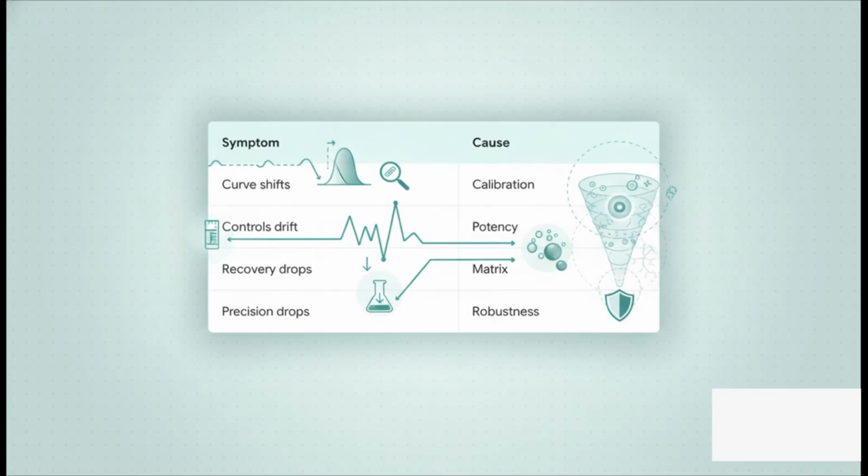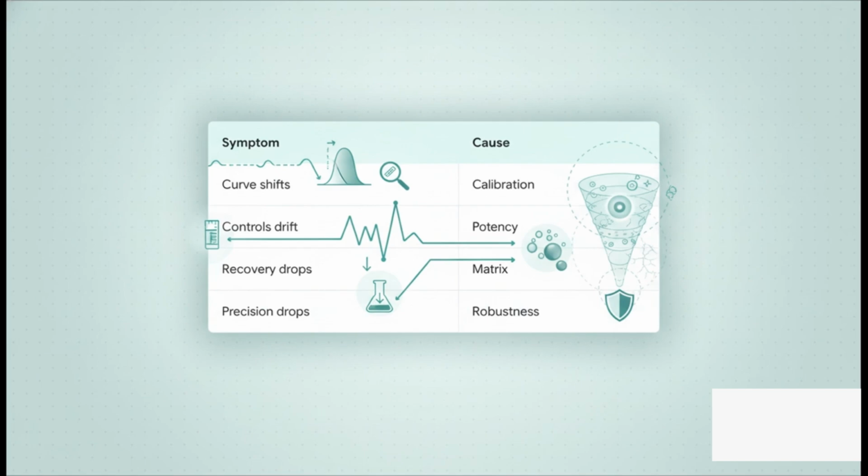I love this because we should treat assay troubleshooting exactly like medical triage. Different diagnostic symptoms point to completely different root causes. For example, if your standard curve shifts but the controls still pass, you're probably looking at a calibration shift that's just hiding inside really wide QC limits. If controls drift all in one direction, that points to altered reagent potency or a matrix interaction.